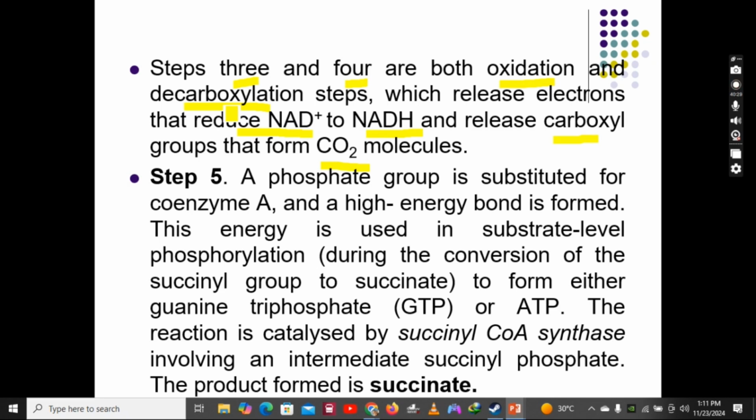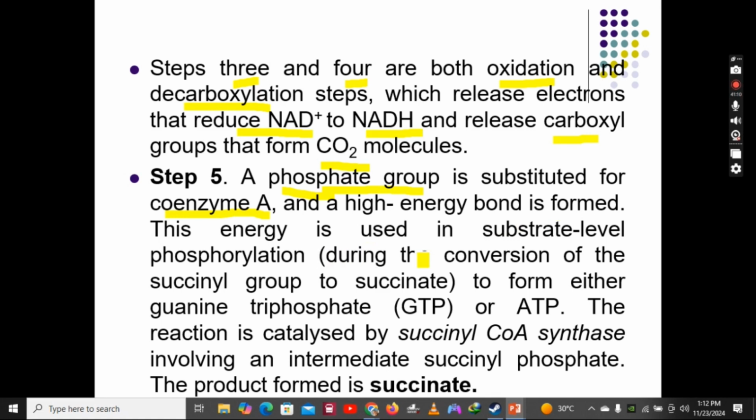So we go on now and look at stage number 5 of the tricarboxylic acid cycle. At stage number 5, a phosphate group comes in and is substituted for a coenzyme. So the coenzyme from the succinyl CoA is removed, and a phosphate group comes in. A high energy bond is formed once the phosphate group joins in.